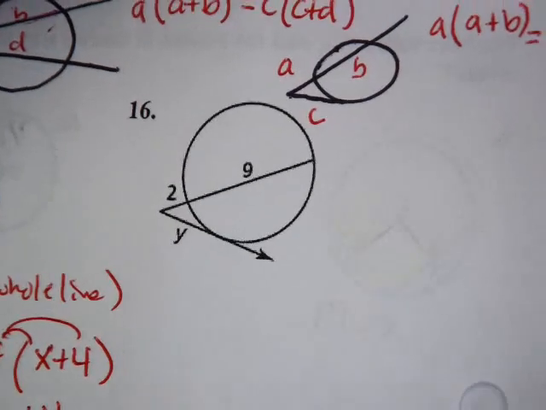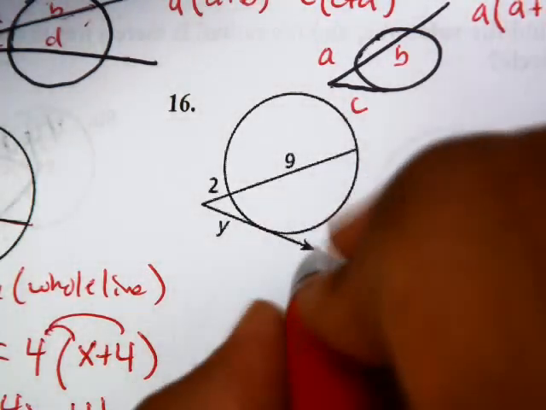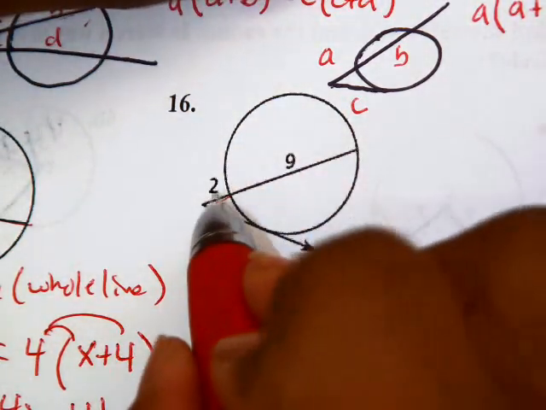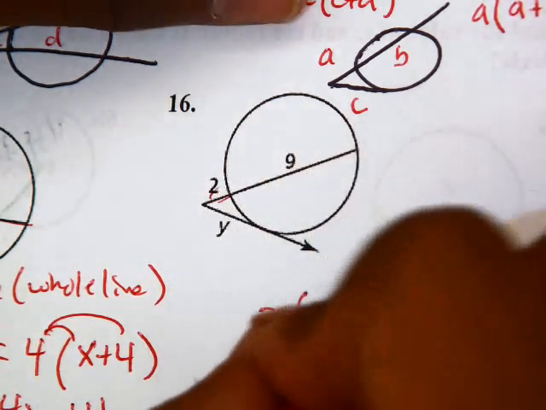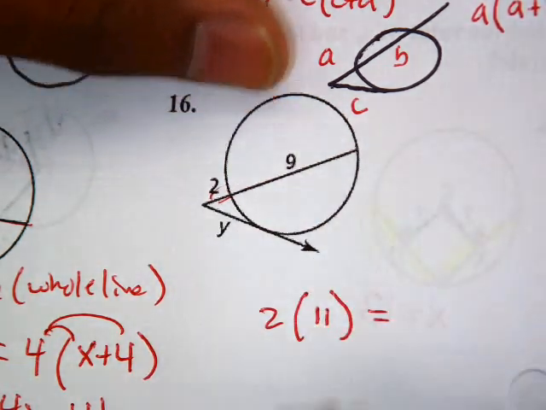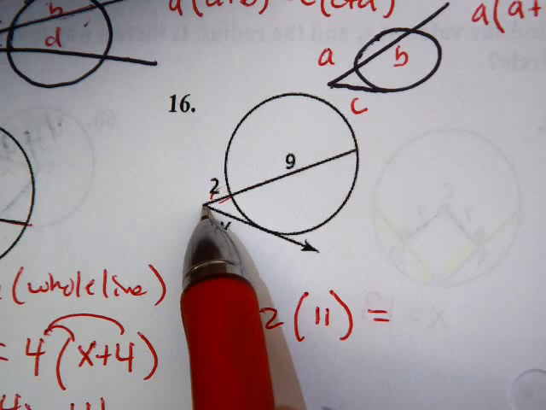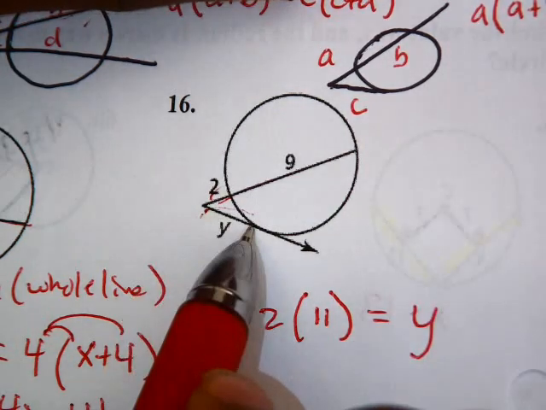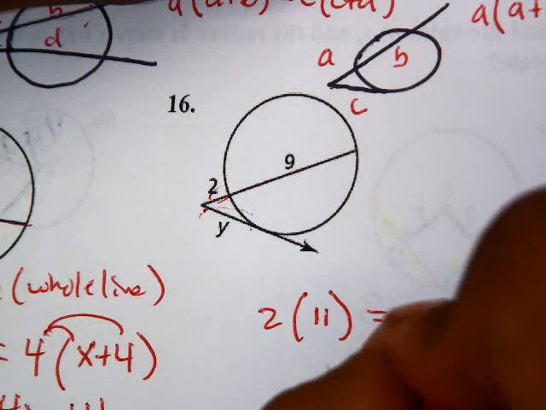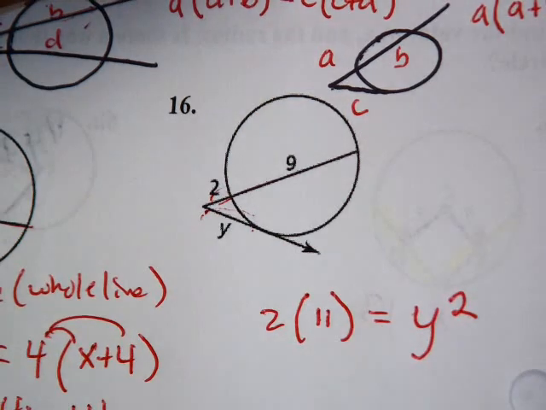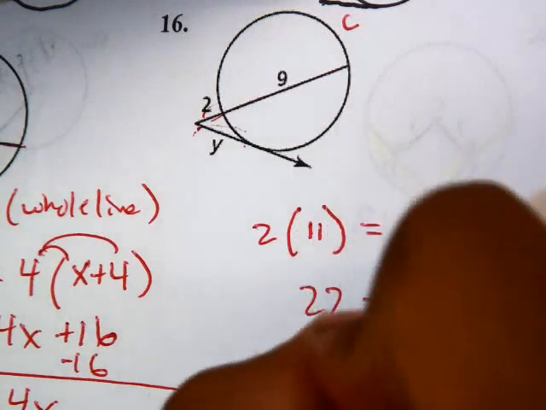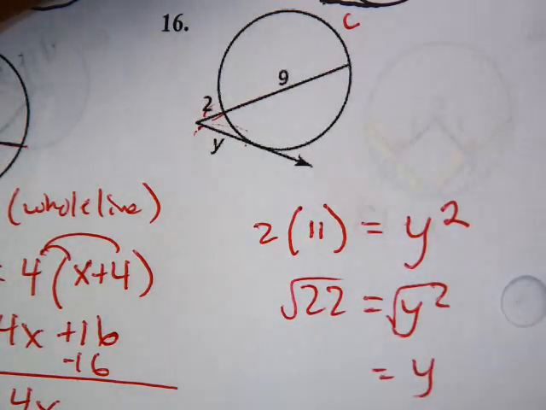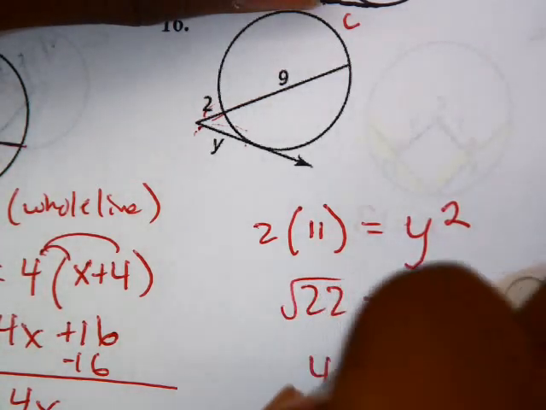And this one over here, again, we're going to use outside times whole line. 2 is the outside part in the secant line. The whole line is 2 plus 9, so 11. That should equal this outside part of y, and that whole line part of the tangent to be y again, so y times y is y squared. So this is 22 equals y squared. Square root both sides, and y is approximately 4.7.